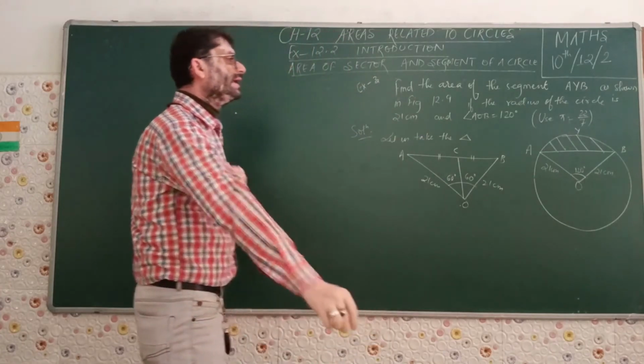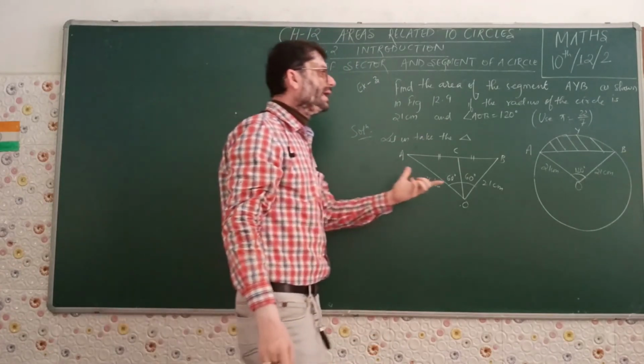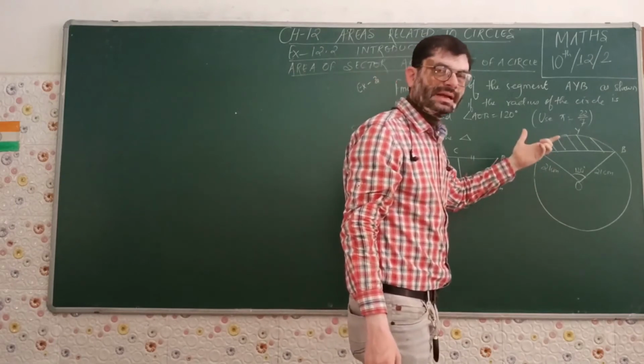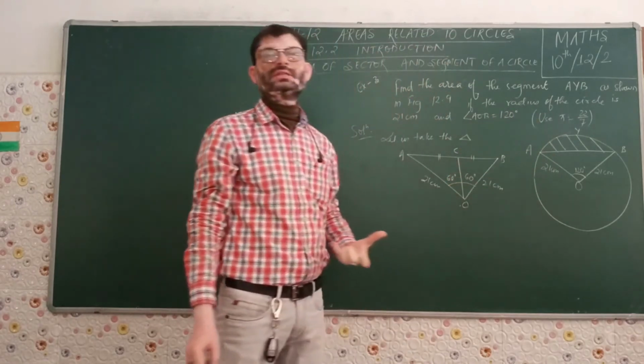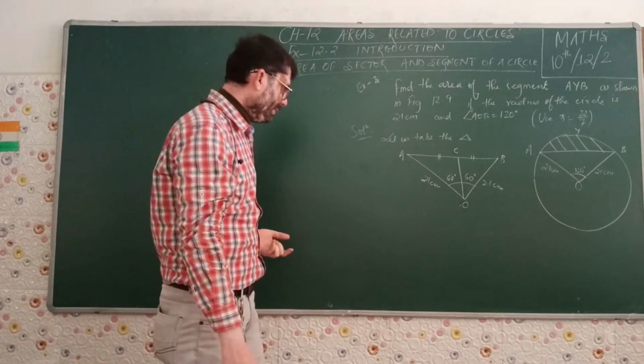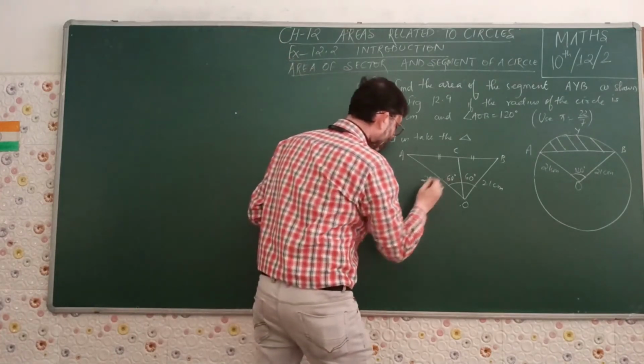So we need to find the area of the triangle. Then we need to find the area of the sector. Then we will be subtracting the area of the triangle from the area of the sector to get the area of the segment. So let us consider a small part of it.